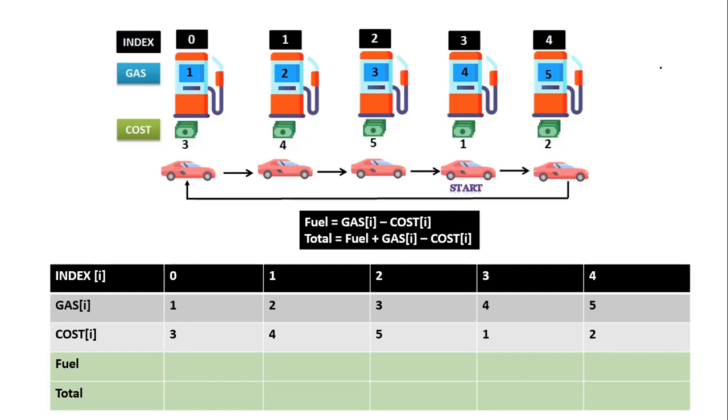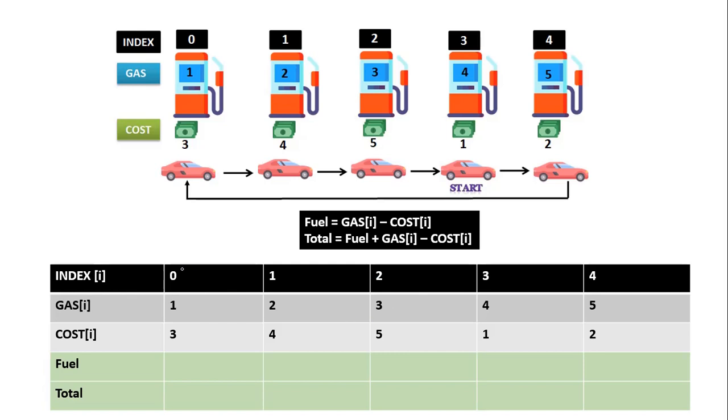So let's take the help of this table wherein we have the values of the index, gas and cost, and at each index we will compute the value of fuel and then we will also compute the value of total. Now please note that we cannot start at index 0 because the difference between gas and cost is negative. Similarly, we cannot start at index 1 and 2 as well, because in these cases, the difference between gas and cost are once again 0.